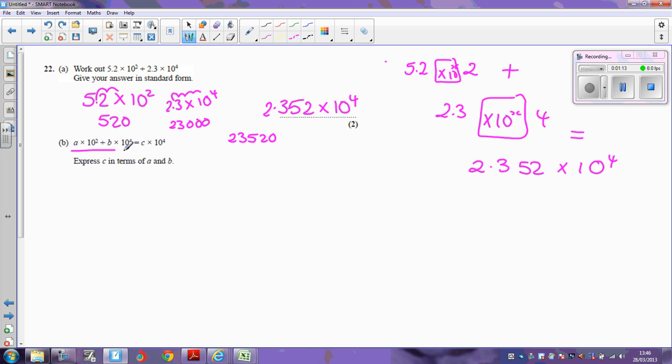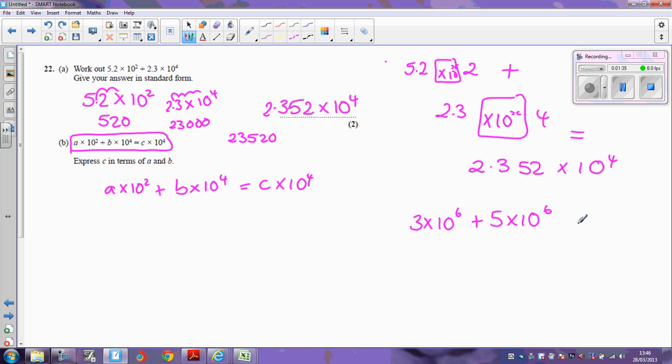Now, this is a bit more tricky, and obviously the calculator isn't much use to you. We've got a times 10 squared, plus b times 10 to the power 4, is equal to c times 10 to the power 4. Now, what this stems back to, and what we're going to use here, is the fact that if you've got something like 3 times 10 to the 6 plus 5 times 10 to the 6, then actually that's just the same as 8 times 10 to the 6. So it's 3 of something plus 5 of something equals 8 of something. And that will only work if these powers are the same.